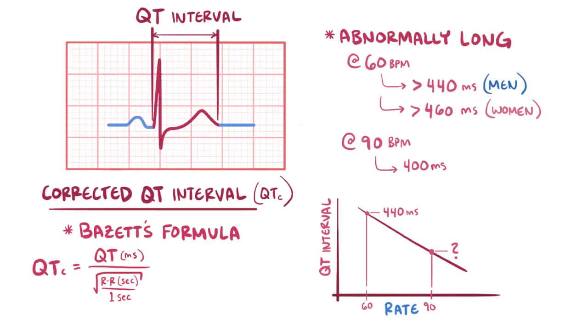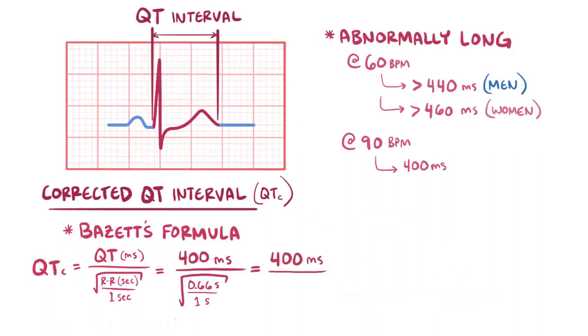All right, so let's use our 90 beats per minute and 400 millisecond QT interval from before, and also assume that it's a male. If we plug in 400 for QT and 90 beats per minute, which is the same as 0.66 seconds per beat, we have a QT of 400 milliseconds divided by the square root of 0.66 seconds over 1 second, which is 400 milliseconds divided by 0.81, which remember is unitless. And so we get a corrected QT interval of 493 milliseconds.